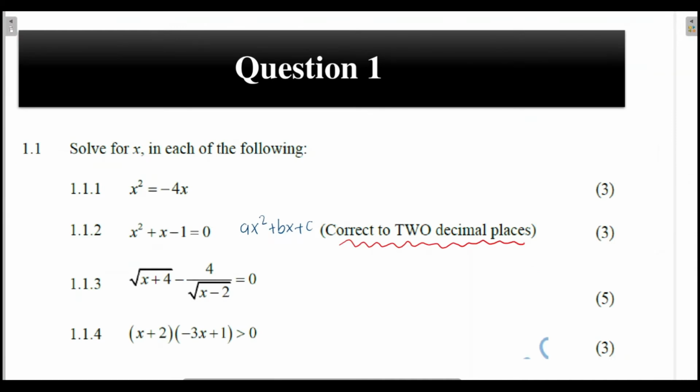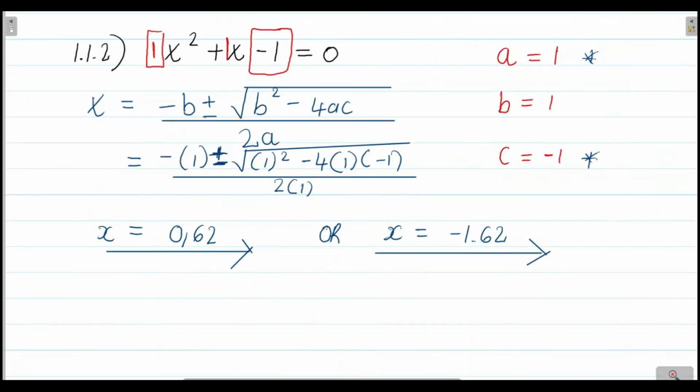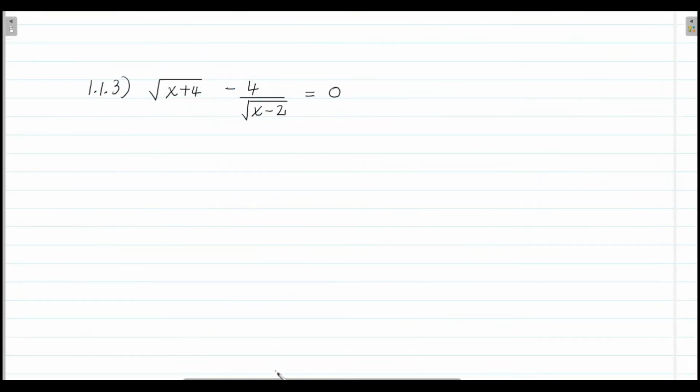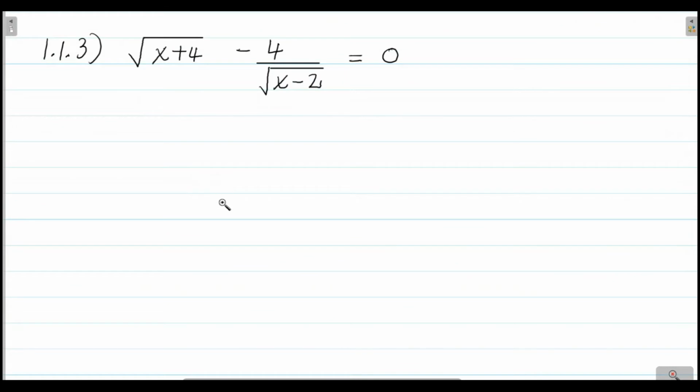Question 1.1.3. Okay, so with question 1.1.3, guys, I'm sure here you can see this is one of those questions that can make students panic because we've got surds now. Okay, but please don't panic because I'm here and I'm going to explain everything to you guys as to how you should go about solving this problem, all right?